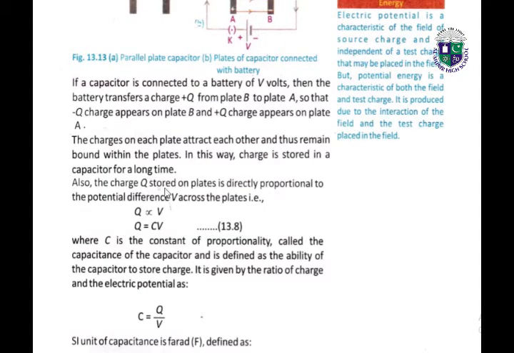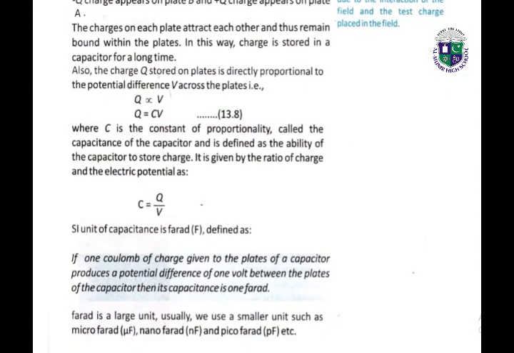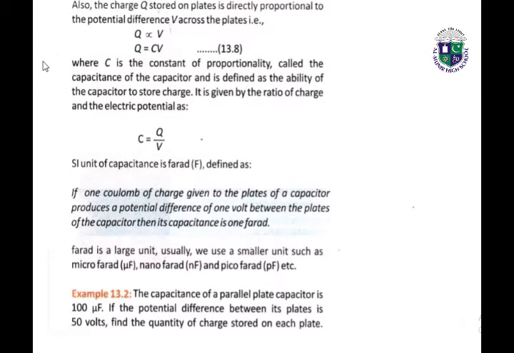Also, the charge Q stored on plates is directly proportional to the potential difference V across the plates. So this is the important point. Please underline this and also try to understand that the charge Q, which is stored on plates B and A, is directly proportional to V, and V is the potential difference across the plates. So we can represent it by Q is directly proportional to V, or we can say that Q is equal to CV. It is our equation number 13.8, where C is the constant of proportionality and called the capacitance of the capacitor.